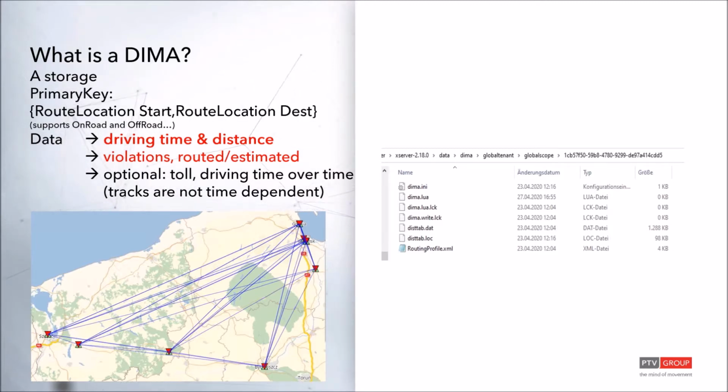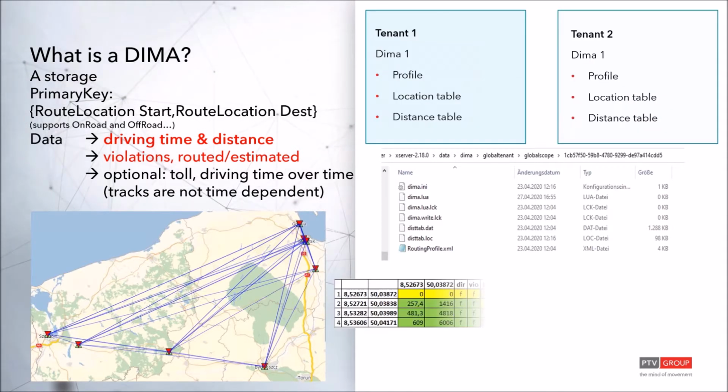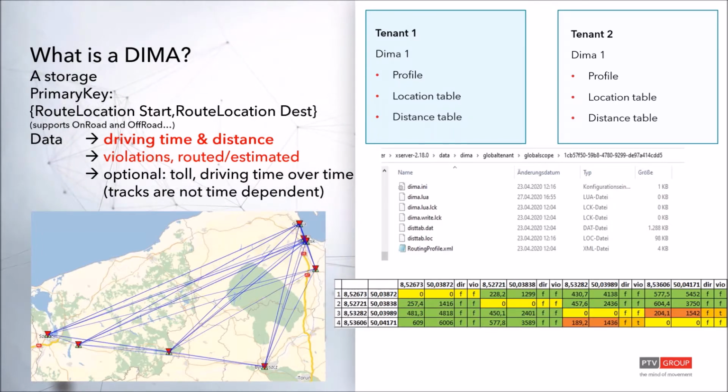And the additional data we have, if we look into this, is driving times and driving distances. We also have some additional flags, like whether a route was violated or not, whether a route was calculated through a direct distance or through real routing. This is also part of what we store. This was not the case in xServer1, but in xServer2 or xDima2, this is the case. So this data is required for different use cases. I will explain potential use cases on some later slides.